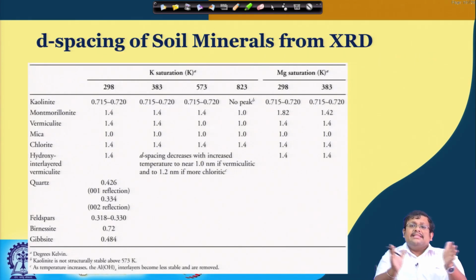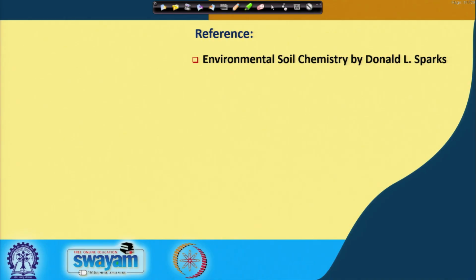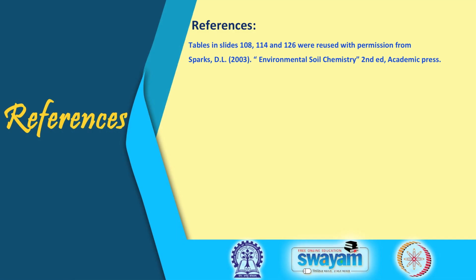So guys, this brings the end of this module 2. We have discussed in detail the different inorganic components and clay minerals, different types of other secondary minerals, and how they can be differentiated. This is the reference of this chapter: Environmental Soil Chemistry by Donald L. Sparks. You can get more information from this book, and hopefully you have learned some new information from this lecture.